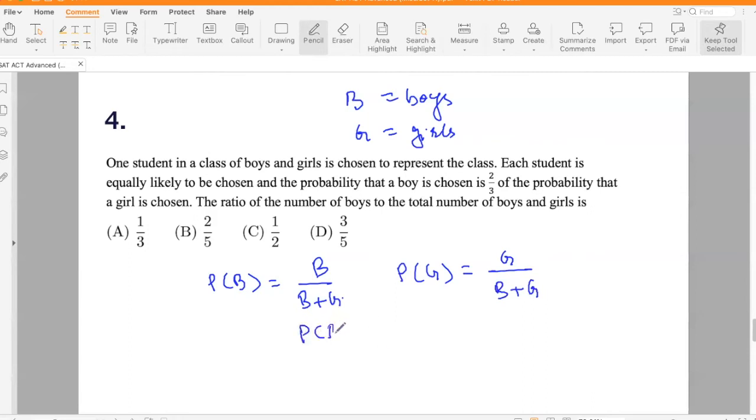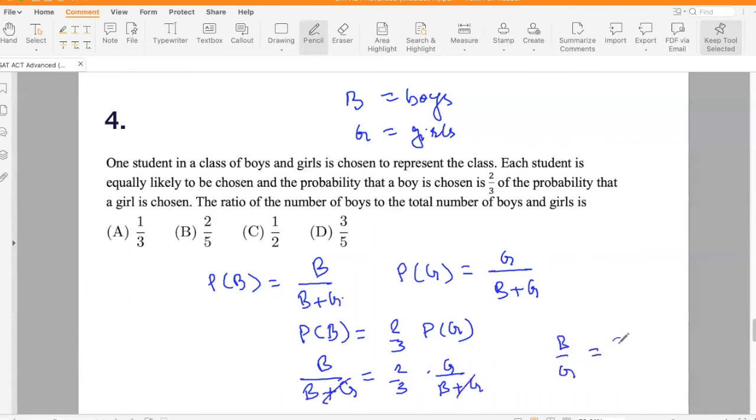And the probability of choosing a boy is 2/3 the probability of choosing a girl. So B by B plus G is 2/3 of G by B plus G. So B plus G cancels out. So the ratio of boys to girls is 2:3. But the question is asking me the ratio of boys to the total number of students. So that will be boys to boys plus girls. So that's 2 by 2 plus 3. So that's 2 by 5. So option B.